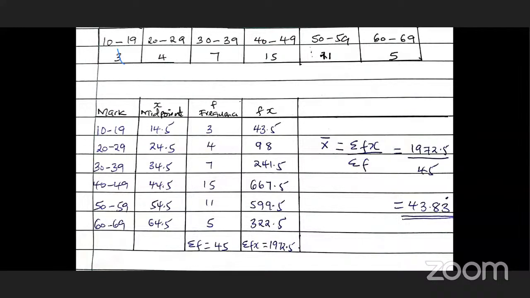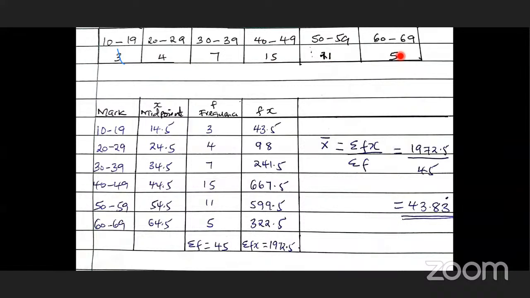The first class has 10 to 19. Then we have 20 to 29, throughout to 60 to 69. Then each class has been given some frequency. Like the first class has a frequency of 3. The other one has a frequency of 4. The other one has a frequency of 7. We had 15, 11, then 5. So that's what maybe you will be provided with.